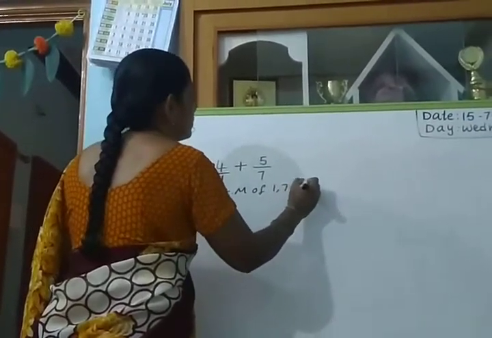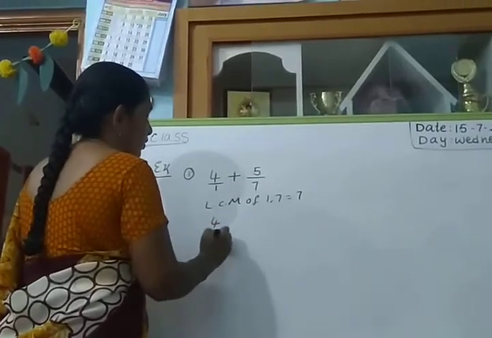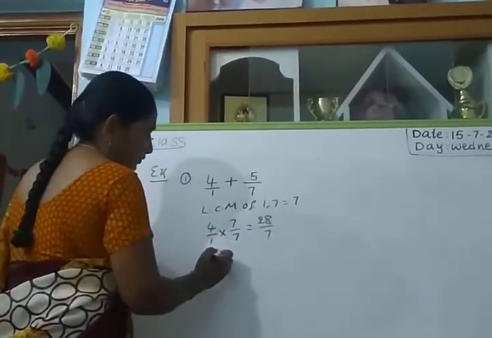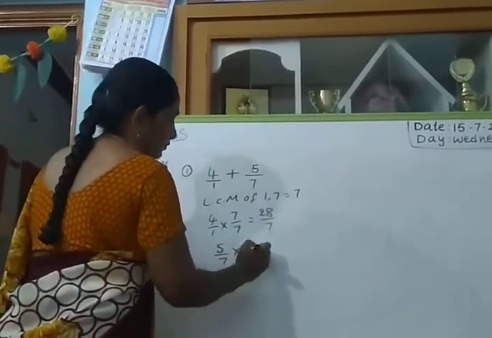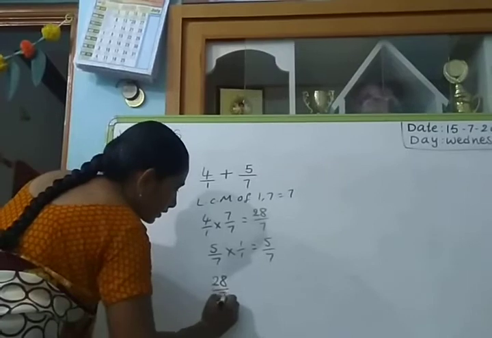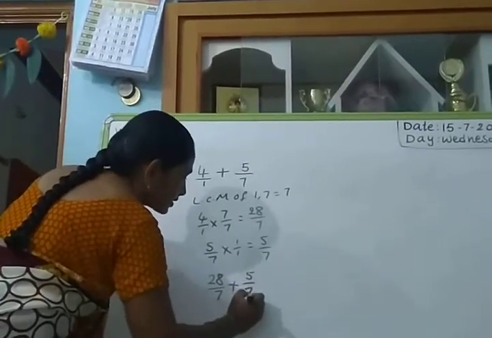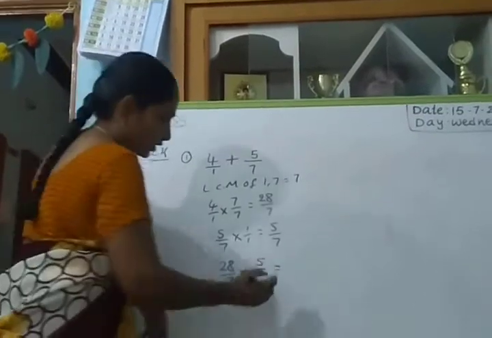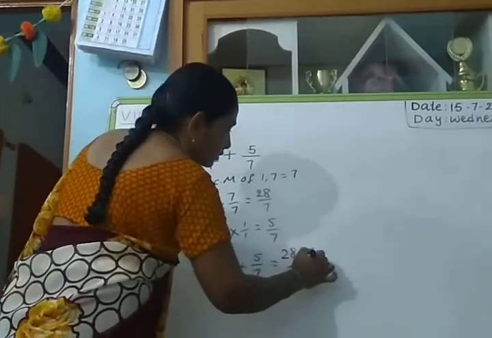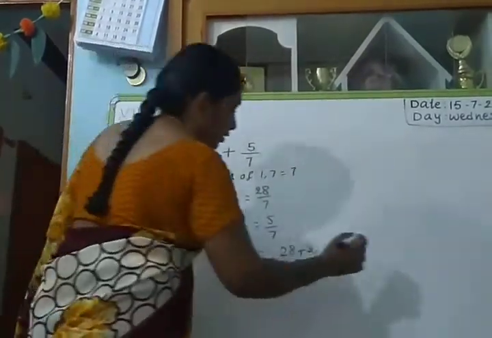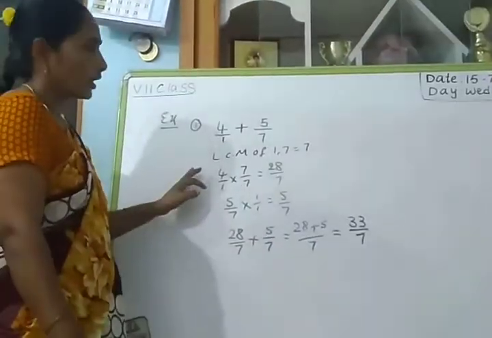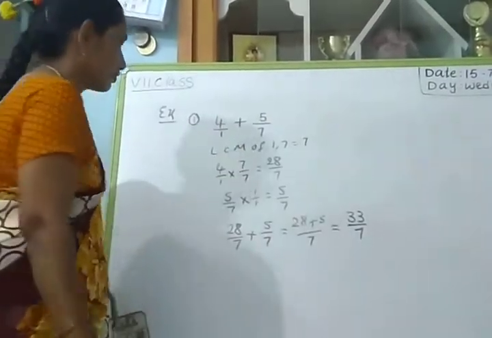LCM of 1 and 7 is 7. So 4 by 1 we have to multiply with 7. 4 sevens are 28 by 7, and 5 by 7. So now 4 by 1 we write as 28 by 7, and 5 by 7. Now these two are converted into like fractions. When adding like fractions, we just add the numerators. 28 plus 5, how much? 33 by 7. Like this we have to add one whole number and one fraction.